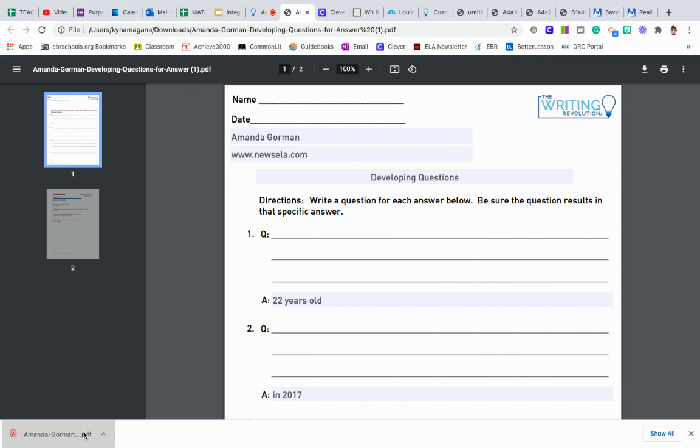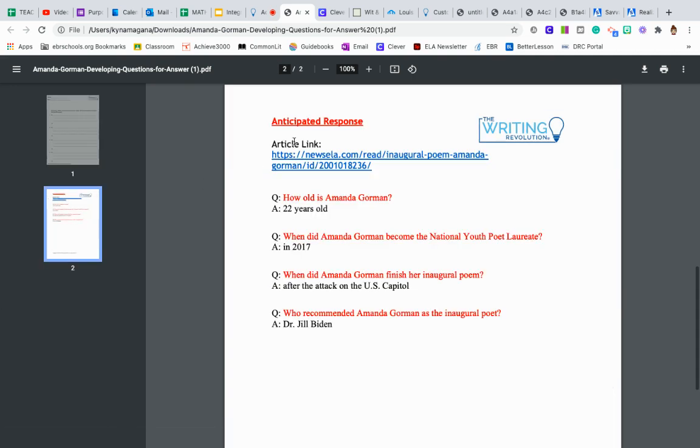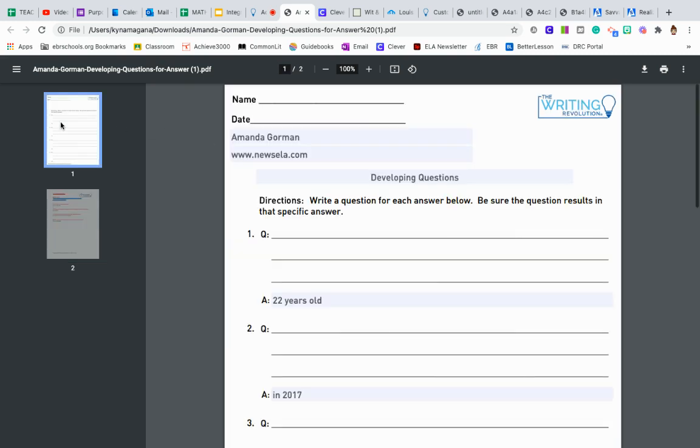And you'll see that on page 2, it's going to have the actual article link. And most of these are going to come from Newsela or other reputable sources where we usually get supplemental information for our students. So the article link is there. Then on page 1, that's where your students could write their questions with these given answers. Now, this is one that's already created. I like this because I like to use it as an example of what I could do in my classroom, what this could look like with my students with the content that we're currently discussing.